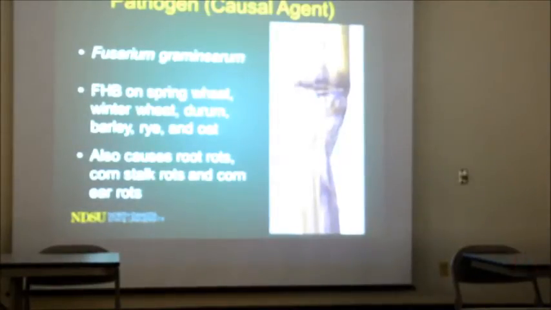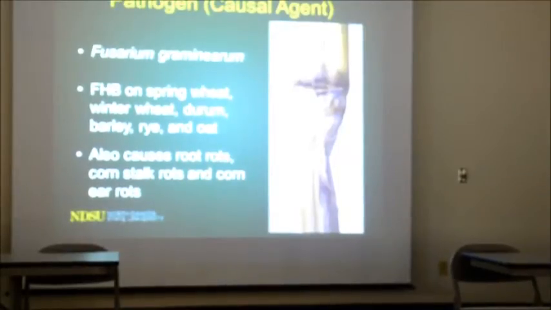A prime example of this is what we see in corn. It can cause stalk rots and root rots and ear rots, and oftentimes it moves in after the plant's been compromised. And this photo here is an example of a typical stalk rot. Now this is under drought stress, and this pathogen moved in.